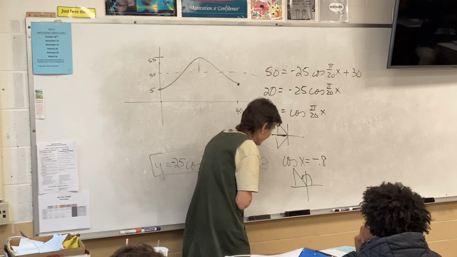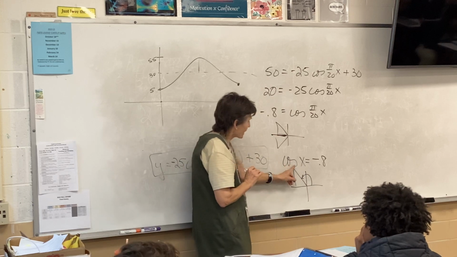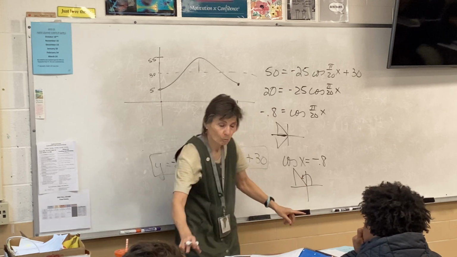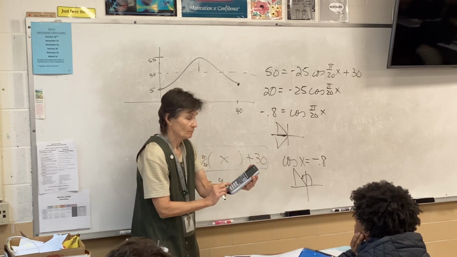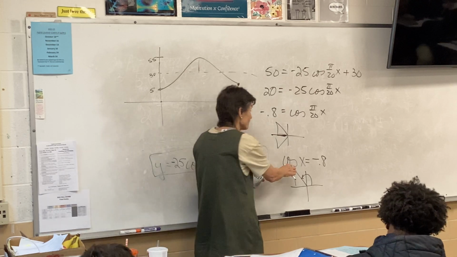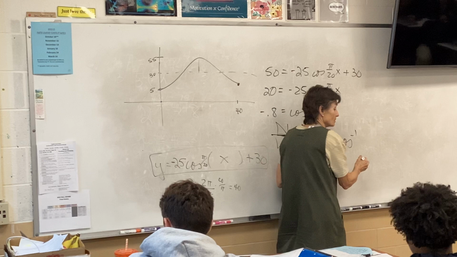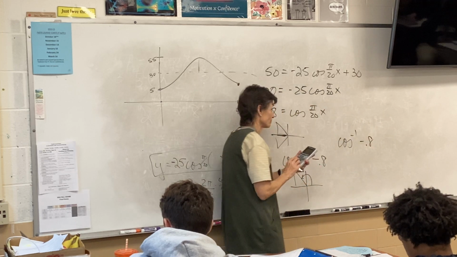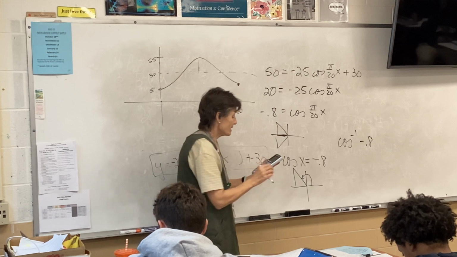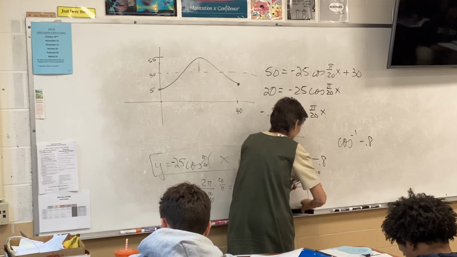How do I find what that angle is? That complicates it a little bit, but not much. How do I find what that angle is on my calculator? What buttons do I have to press? First of all, I need to be in radians. So I'm going to go to mode, make sure I'm in radians. And then I will press second cosine, negative 0.8. That tells me that this angle right here is 2.50.